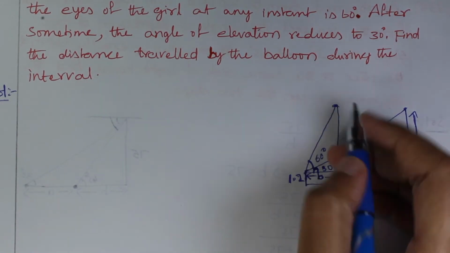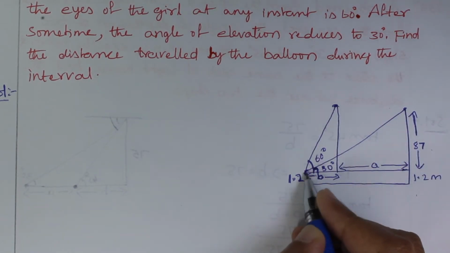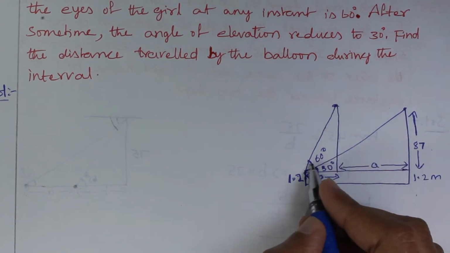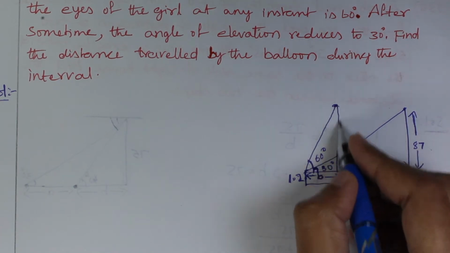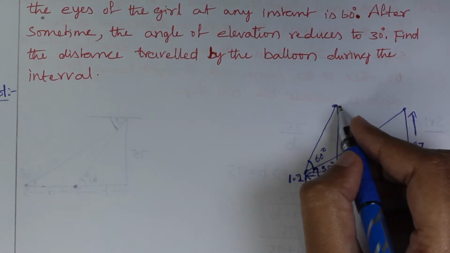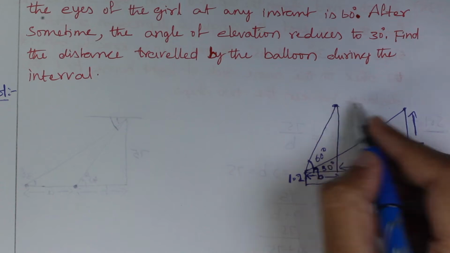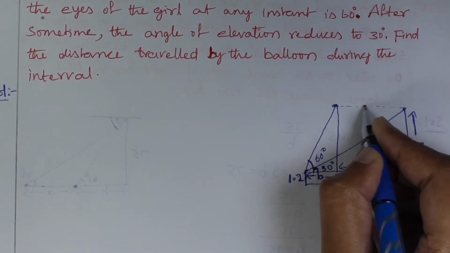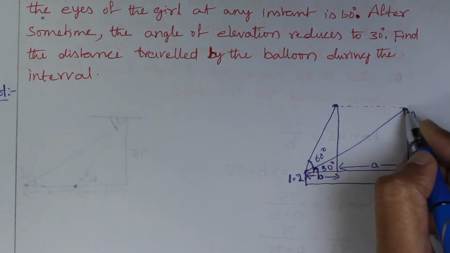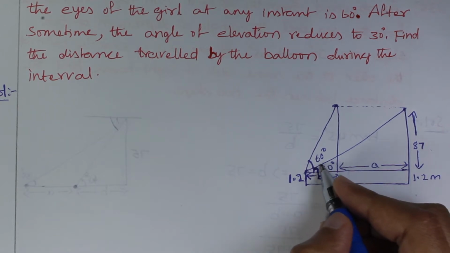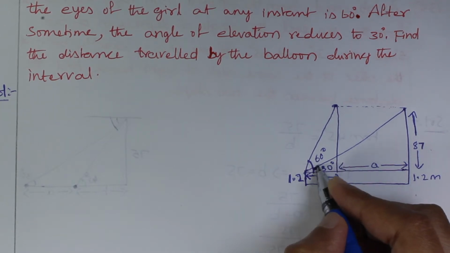So there is a balloon here and a girl of 1.2 meters height is looking at the balloon and the angle of elevation at that point is 60 degrees. So this angle of elevation is 60 degrees for this triangle. Now the balloon has travelled some distance from this point to this point. Now the balloon is here. Now the angle of elevation has reduced to 30 degrees, that is, this angle is 30 degrees.